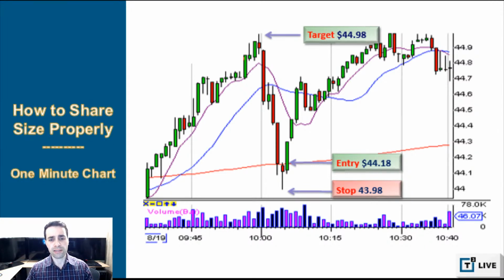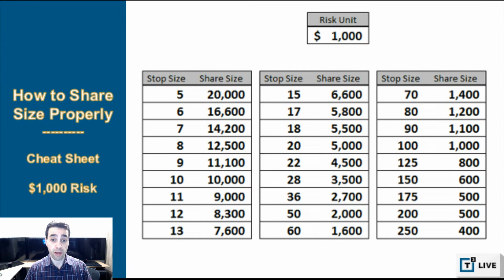But instead of having to take out a calculator or Excel spreadsheet to calculate your share size, you are much better off using a table with the share size pre-calculated for you based on your risk unit. Okay? So if you risk $1,000 per trade, and the stop, which is the entry price minus the stop price, was only 5 cents, then you would take 20,000 shares. Now keep in mind, you have to always factor in slippage and spread.